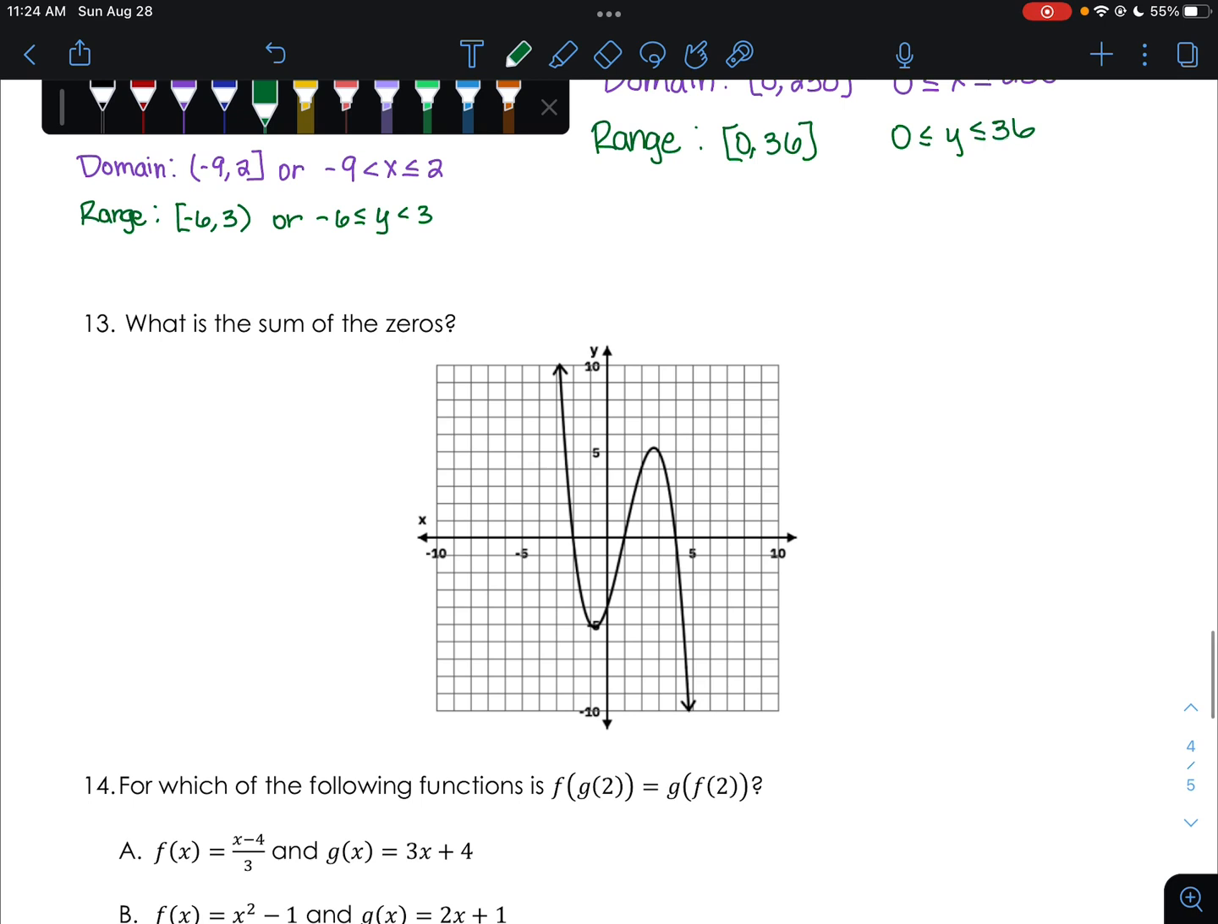What is the sum of the zeros? So we need to find the zeros, and then we need to find their sum. All that means is we're going to add them. So remember, sum just means add.